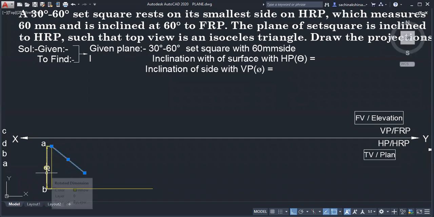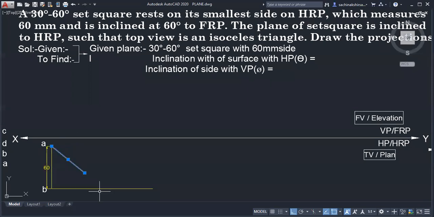This 60 mm line is in front of 30. How come it will be 30? Because the AB line is the side in front of the 30 degree angle. So what will the remaining angle be? 60. It will be 60. And how much length are you going to take for that line? That will become the diagonal, 120. So here you are going to take an angle of 60 and length 120.